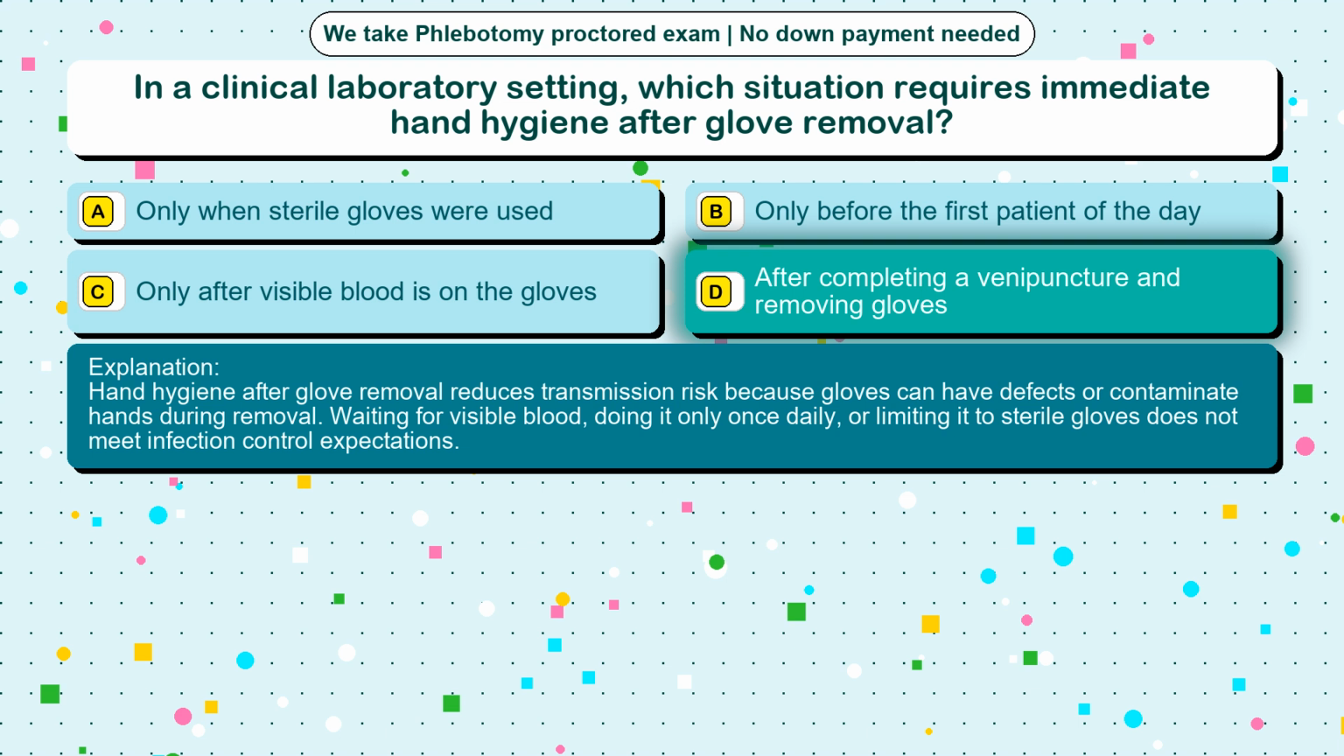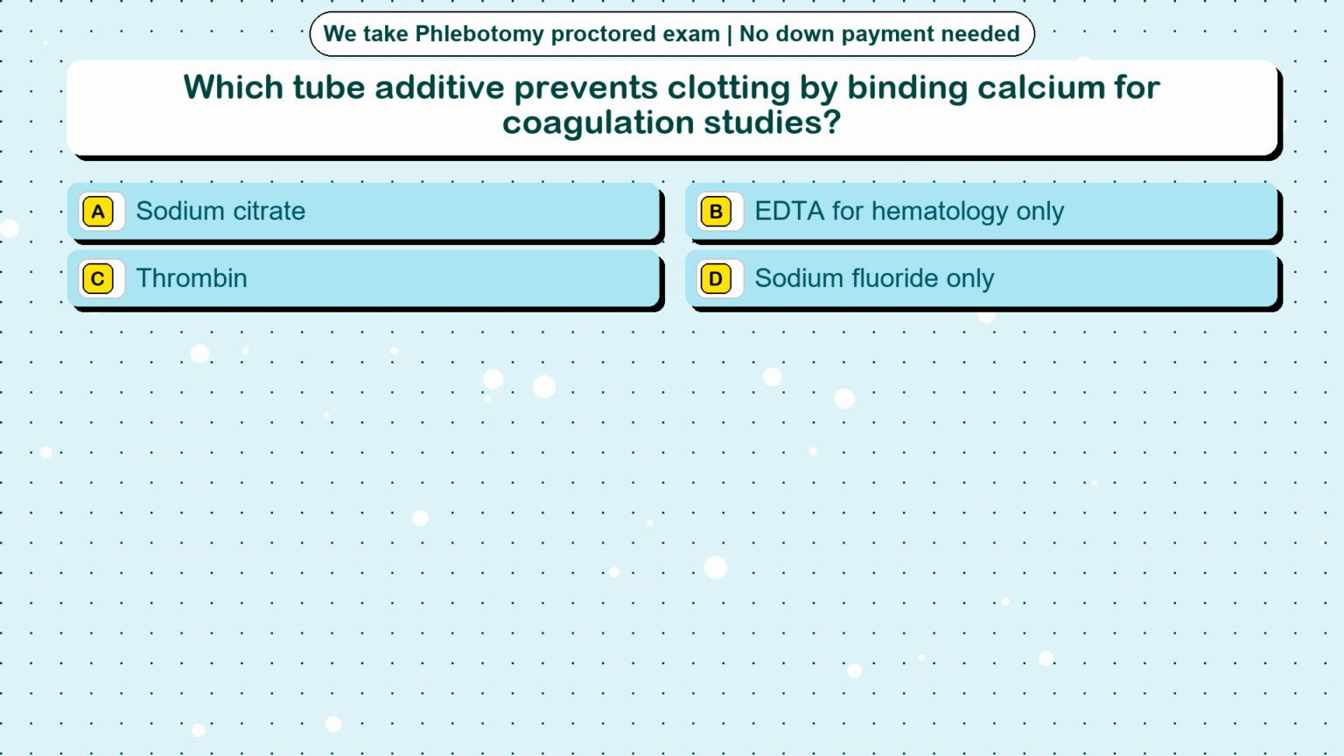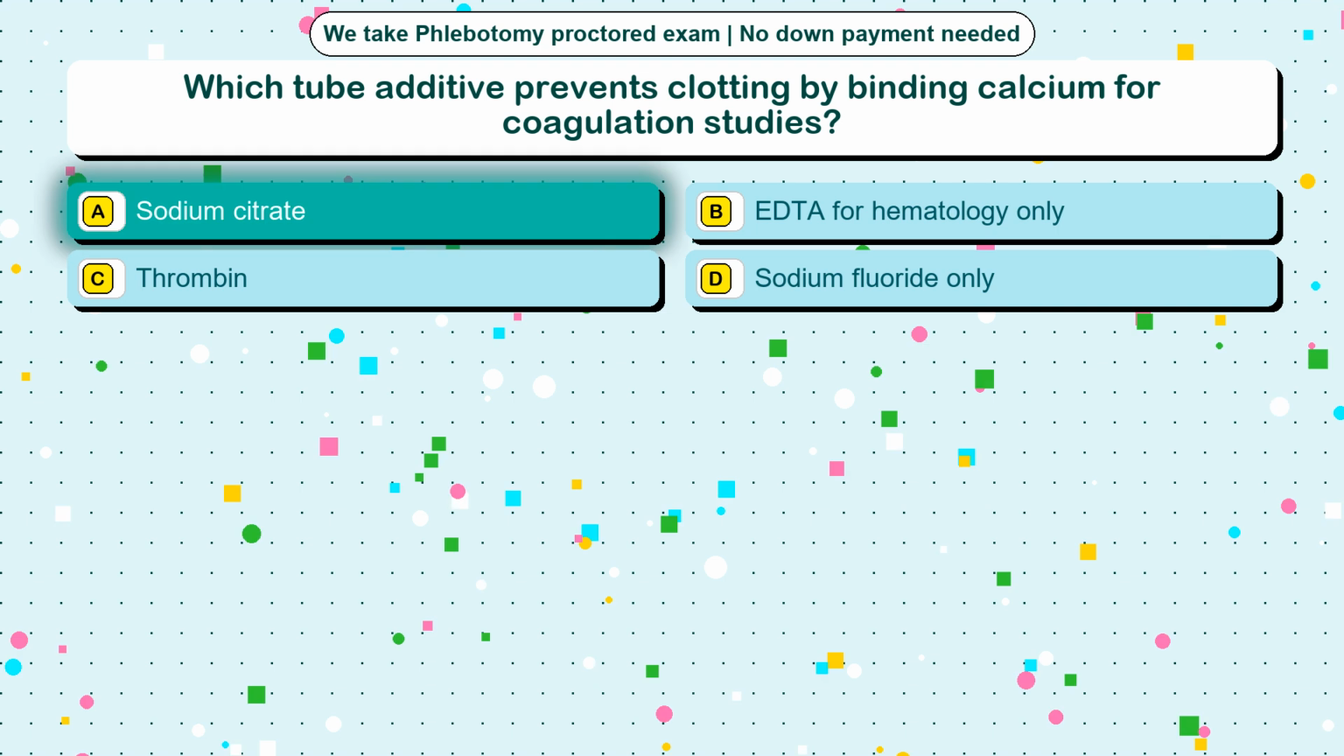expectations. Question 16. Which tube additive prevents clotting by binding calcium for coagulation studies? Option A. Sodium citrate. Option B. EDTA for hematology only. Option C. Thrombin. Option D. Sodium fluoride only. The correct answer is option A.